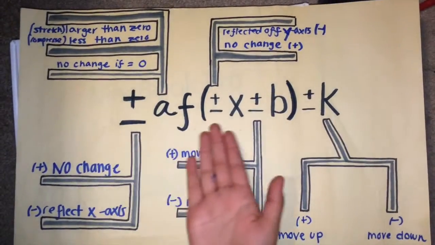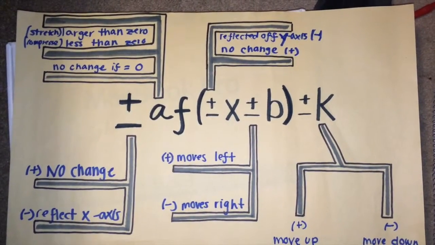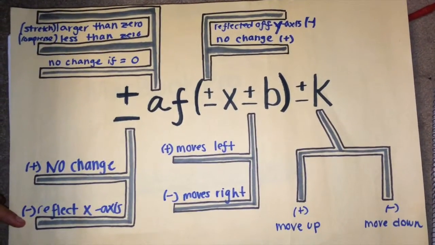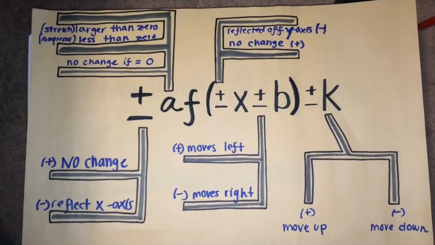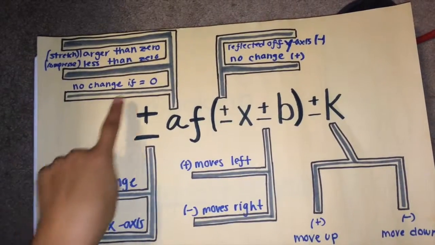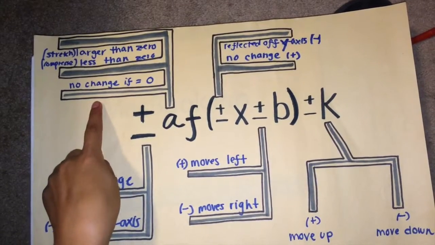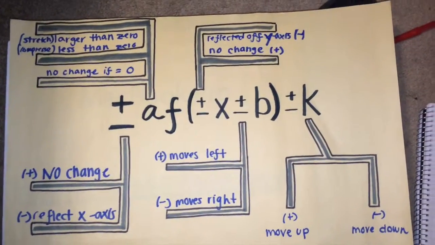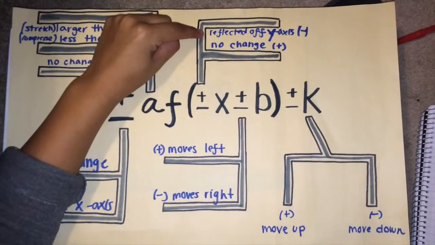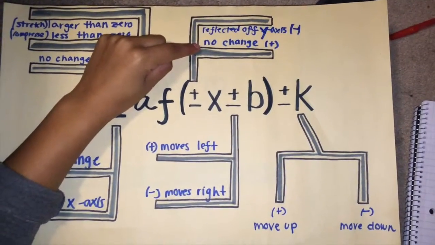This is a general formula to find what transformations are happening as you change certain parts of an equation. If a is positive, there will be no change. If it's negative, it'll be reflected off the x-axis. If it's greater than 1, it'll be stretched. If it's less than 1, it'll be compressed. If it's equal to 0, no change will happen. If the coefficient of x is negative, it'll be reflected off of the y-axis. If it's positive, again, there will be no change.